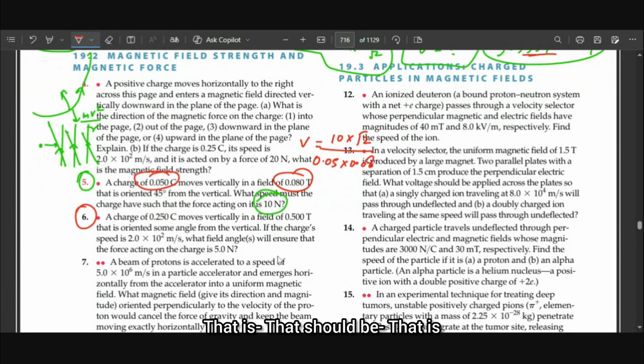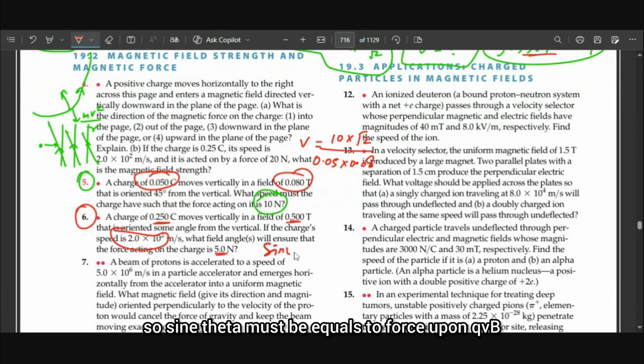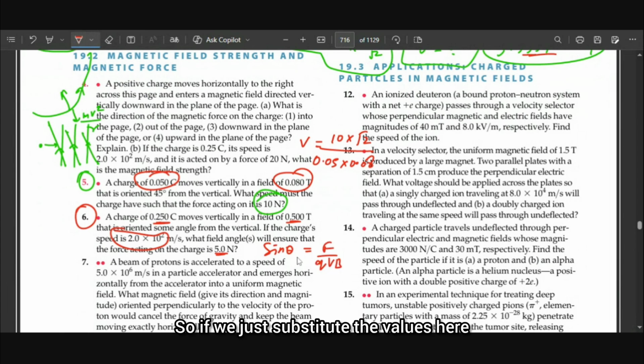That should be in radians. So let us just see. Charge is given, field is given, speed is also given. So F is going to be qvB. Force is also given. So sine theta must be equal to force upon qvB. If we just substitute the values here, force is 5 newtons. It must be divided by the charge, which is 0.5, as well as the field and the speed.